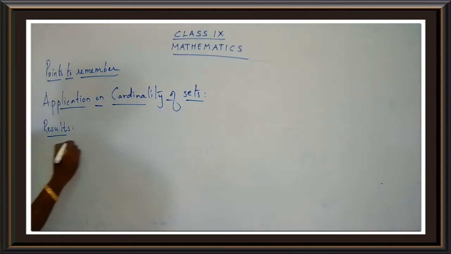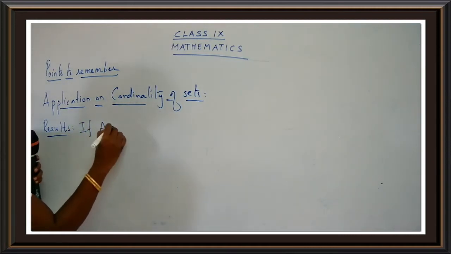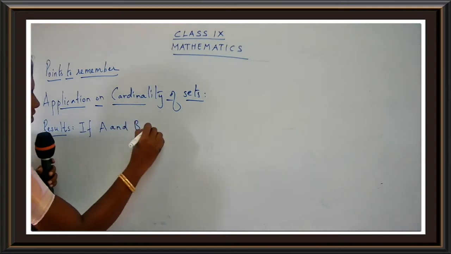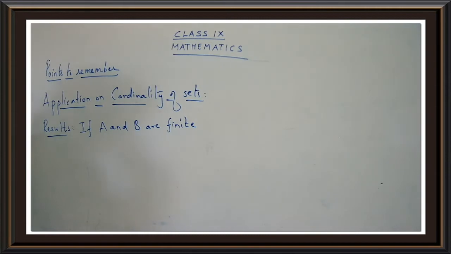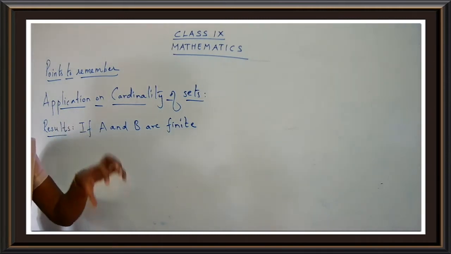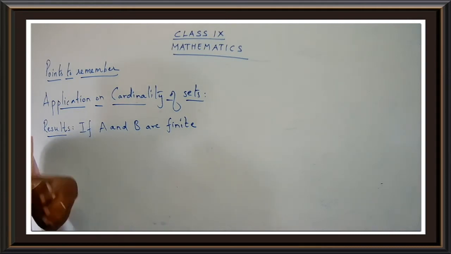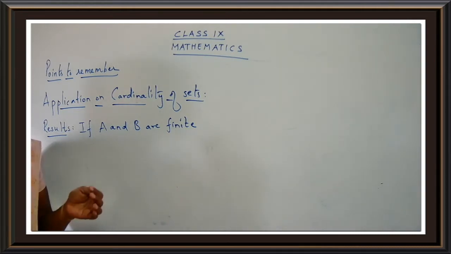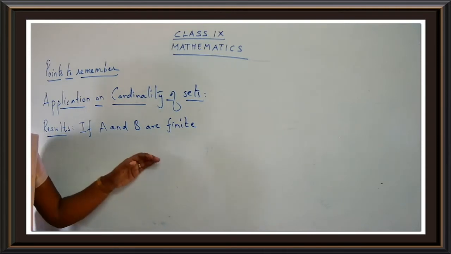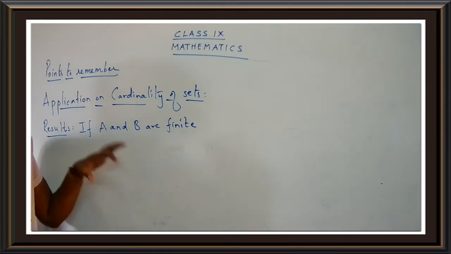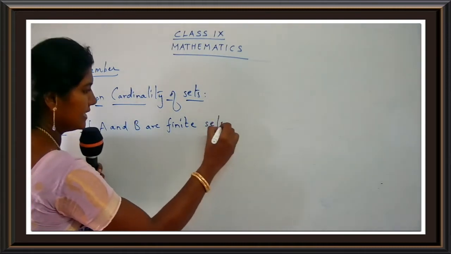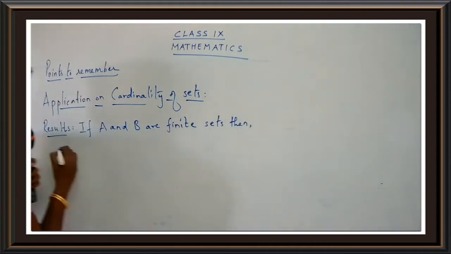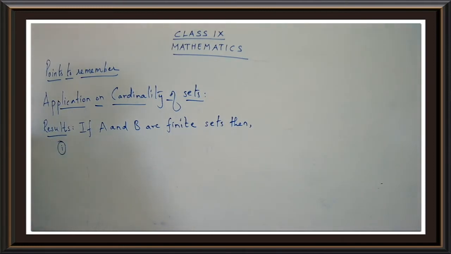Write down the results. If A and B are finite sets, so you have to consider only the finite sets. Now what is the meaning of finite sets? Finite means I am able to count the members. Infinite means if you are not able to count the members, you call the set as infinite. And if you are able to count the members, you say the particular set is finite. So if A and B are finite sets, then first point, you have to use these formulas.